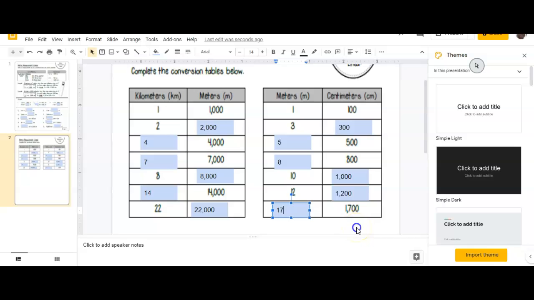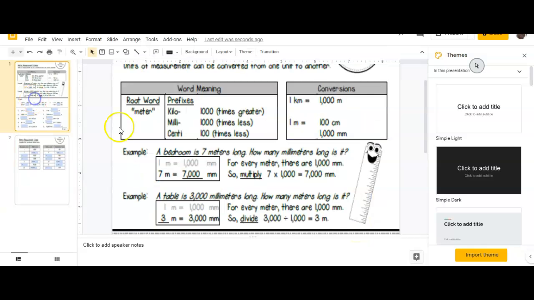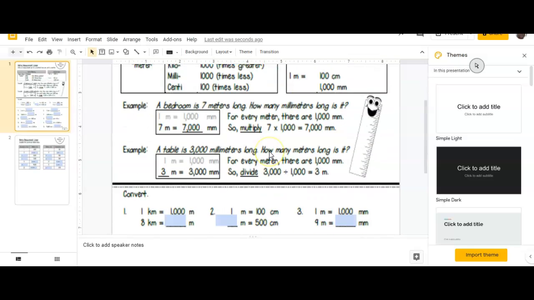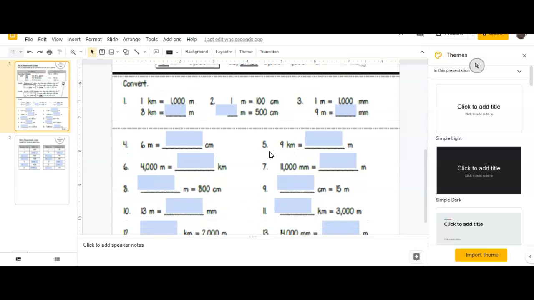Your work for today, here at the top, kind of gives you a review of how you figure that out. If I am looking for how many meters in a kilometer, you would do the number of kilometers times 1,000. It would give you the number of meters. If you look up here, it says a kilometer is 1,000 meters. A meter is 100 centimeters, but also 1,000 millimeters. So be careful down below as you figure this out.